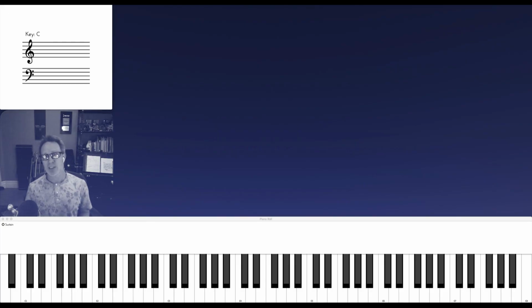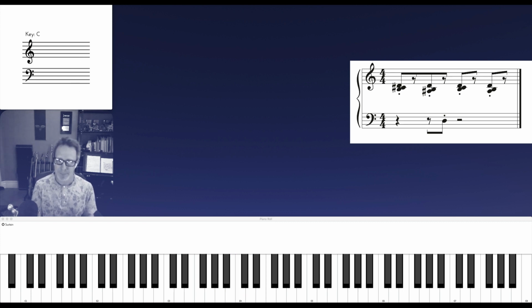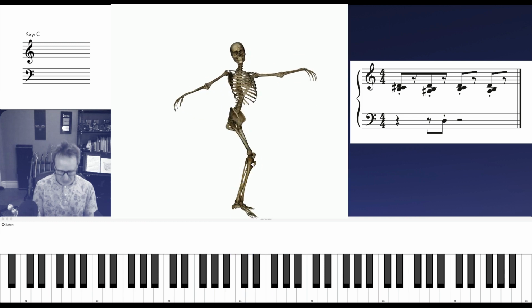The first and only exercise is to play the phrase through the authentic cycle over this beat. 2, 3, 4.